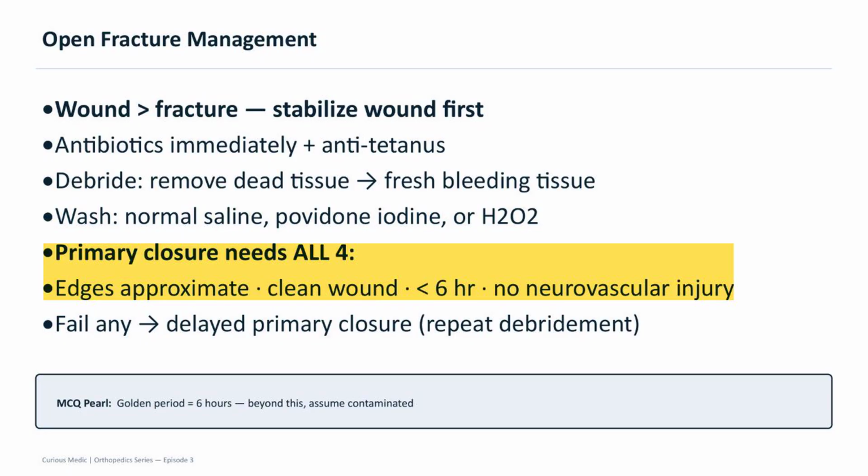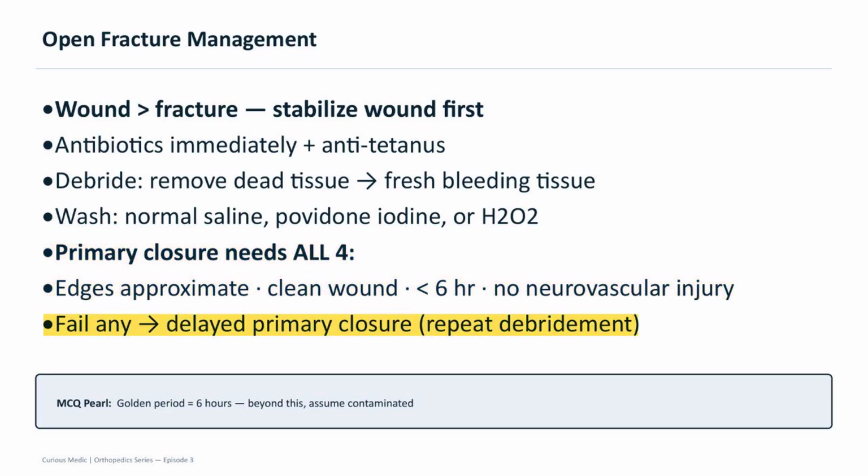Primary closure is acceptable only when all four of these conditions are met. The wound edges approximate easily. The wound is clean and neat. The wound is less than 6 hours old. This is the golden period of a wound, and there is no associated neurovascular injury.